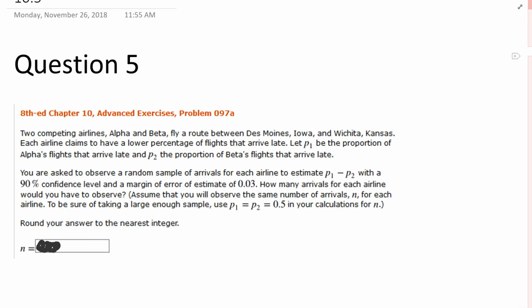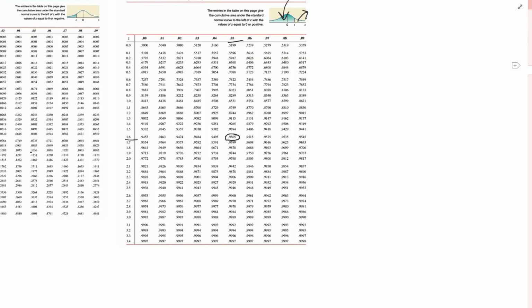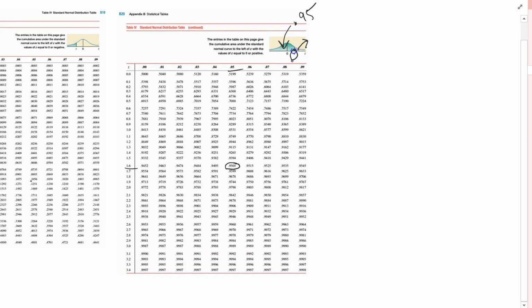So let's look at number 5. We're looking at these two different airlines, and we're given that the confidence level is 90%. So we're going to have to calculate our z-value from the normal distribution table. For the 90% confidence level, going to the standard normal distribution curve, the area to the left would be 0.95. So the area to the left, 0.95, gives z as 1.65.